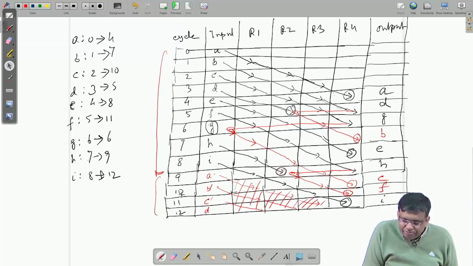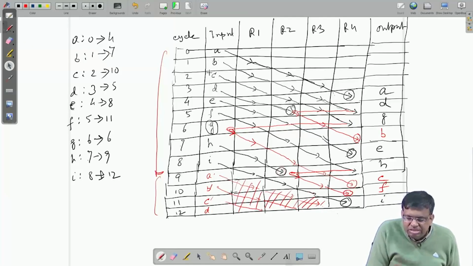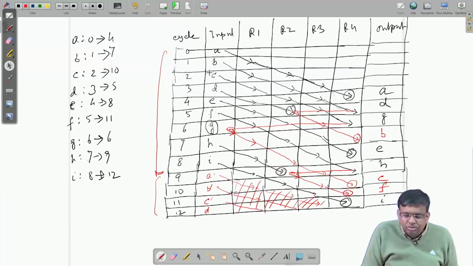Similarly, in cycle 10, I have got A prime coming here, B prime and 2 fellows from the previous one. This guy which is I, this guy which is C. Okay. So, 2 fellows from the previous one, previous input, and 2 fellows from the current input, but total is 4. So, you see 4 is that magic figure.